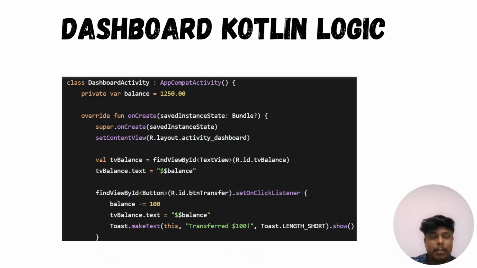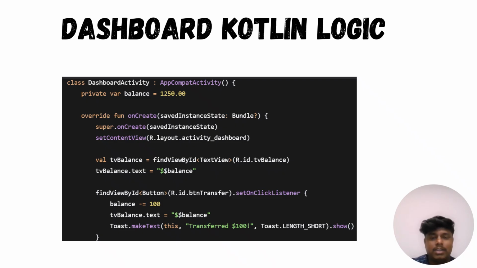Notice the double dollar: the first dollar escapes, so we can show a literal dollar sign, and the second displays the variable value. With findViewById for the button, we attach a click listener directly to the transfer button without storing it in a variable. This is a concise way to handle button clicks.